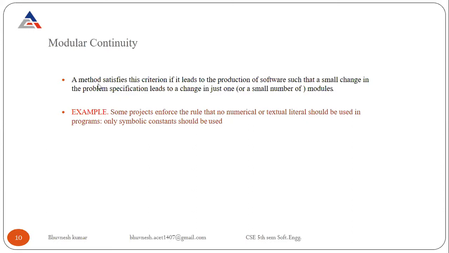I will read it again. A method satisfies this criteria if it leads to the production of software such that a small change in the problem specification leads to a change in just one module. If there is any change, only one module changes, not all the modules. If there is a change in all the modules, it means your coupling will become higher, because interdependency is there. We have studied that with low coupling, your design is good.